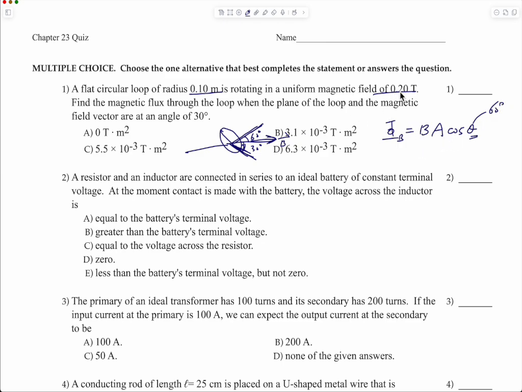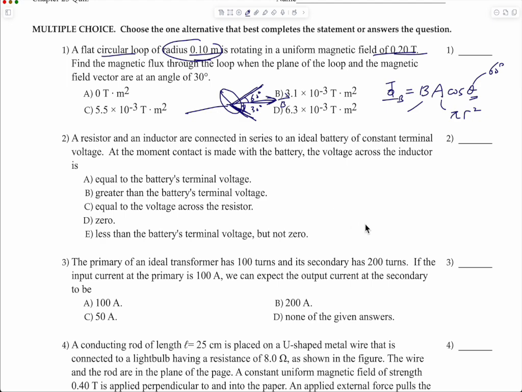So what is the area? The loop is circular, with this radius, so the area equals pi r squared. Plug everything in, and that's the answer.